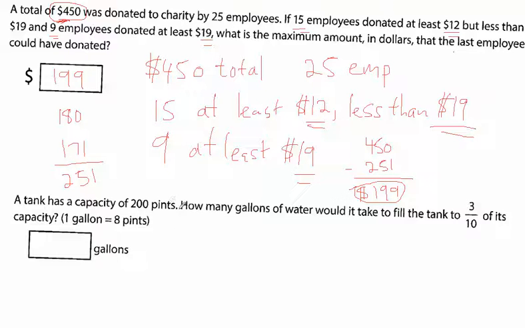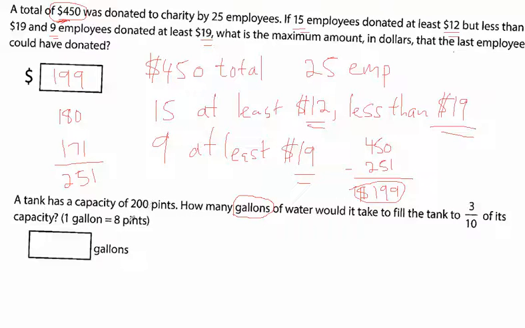Similar question: a tank has a capacity of 200 pints. How many gallons would it take to fill 3/10 of its capacity? Here the first thing we need to do is convert pints into gallons, because we want to know how many gallons of water, but we're told its capacity in pints. They tell you in the question that 1 gallon equals 8 pints. So to convert pints to gallons, we divide the number of pints by 8, and that gives us the number of gallons.